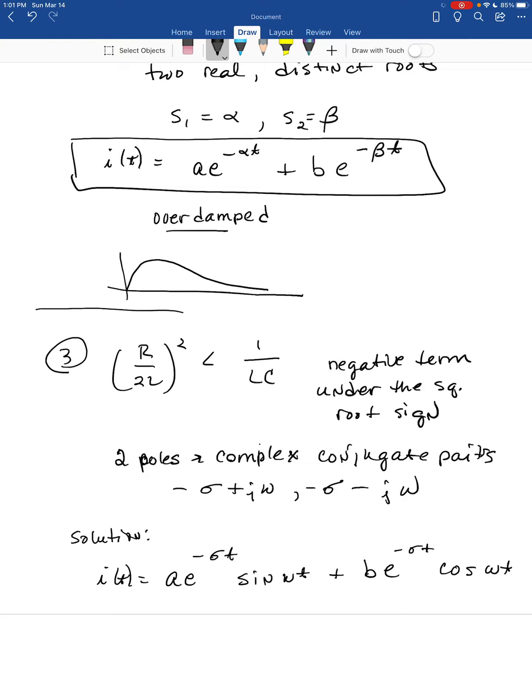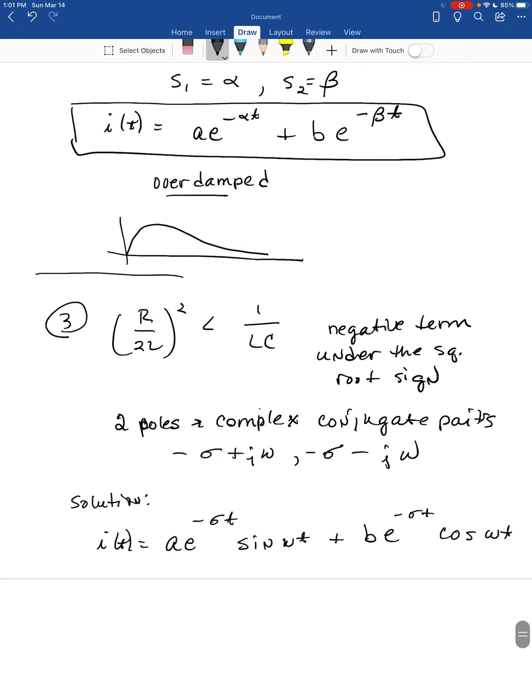We then said that the third possibility is where your (R/2L)² is less than 1/LC, meaning you get a negative term under the square root sign for the poles, which means your poles are complex conjugate pairs given by −σ + jω and −σ − jω. That yields a general solution that looks like a damped sinusoid.